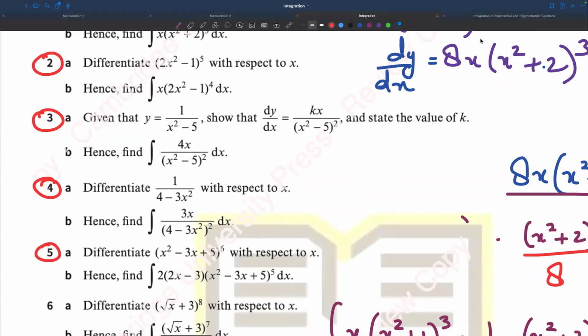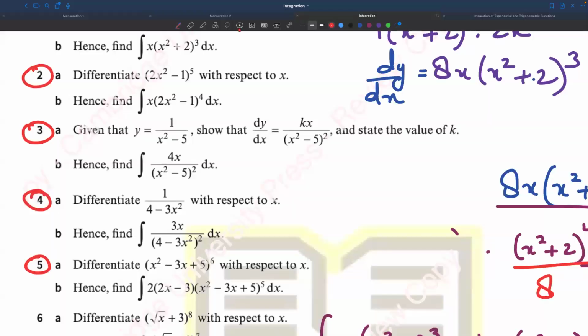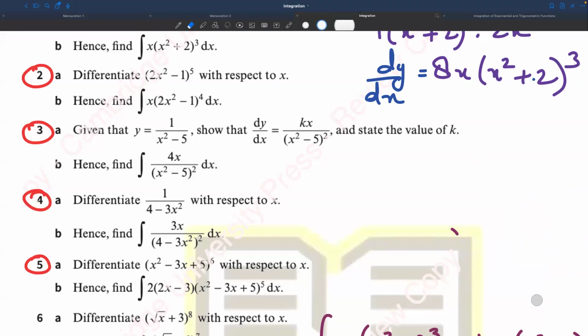And remember, for this one, your answer will be deduced from the previous part, from part A in all these cases. So compare your working with part A and you will get your answers directly. This is a small space, so please try and understand, okay? In question number 3, the first thing is show that dy dx. Did you find the value of k for dy dx? Can you tell me that first quickly so I can just do the next part?